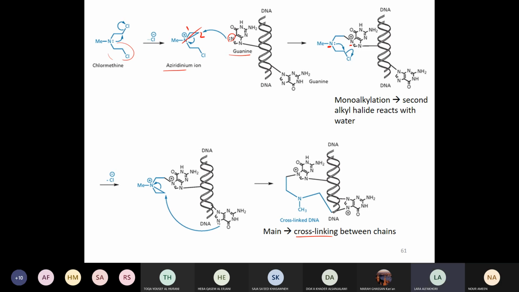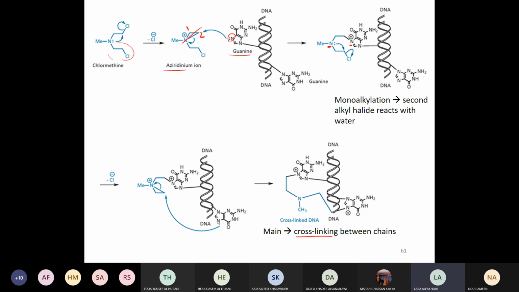What else? Are there any other nucleophilic species in cells? The amino acids, yeah, the proteins, or nucleophilic residues of the amino acids in proteins such as lysine, guanidine, for instance. All of those can also attack the aziridinium ion once formed. Do you think this drug is selective based on what we said now?